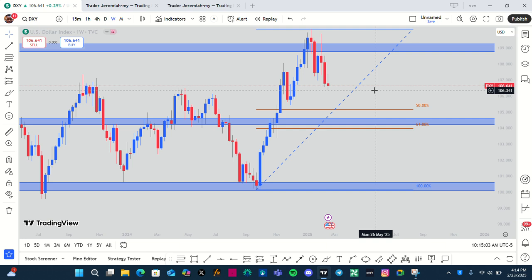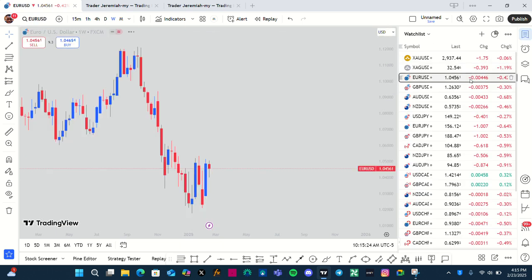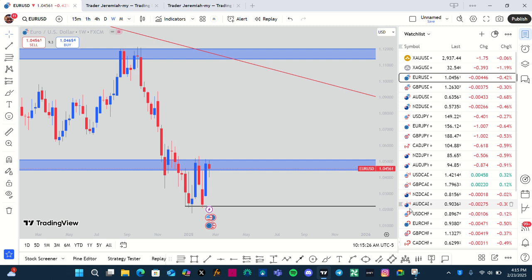So if DXY continues heading lower like this to come and retest this zone before going higher, then we are going to be seeing EURUSD going up even further. So it's not safe to be selling EURUSD for now, because price might still want to start heading higher.